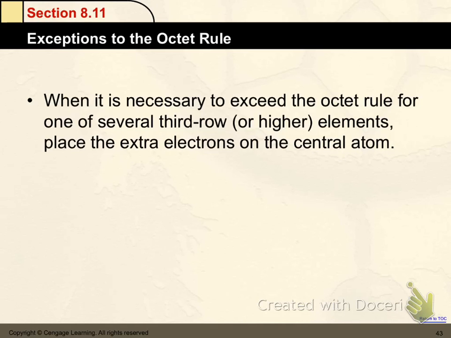Now, there are some elements where it's necessary to actually exceed the octet rule. Okay, for one of several third row or higher elements, place the extra electrons on the central atom. So you're going to see this oftentimes with phosphorus, sulfur, chlorine, and atoms that are larger than that. You might be able to recognize why, because atoms that are larger than that have a d sublevel. And those d sublevels have a lot of different orbitals that they can toss electrons into, 5 to be exact.